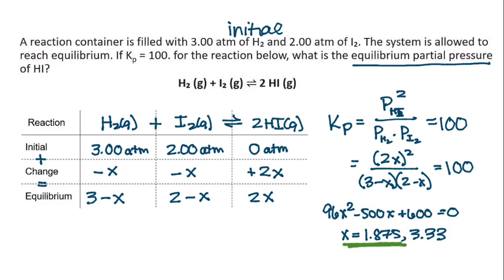If we go back to the problem statement, we see that the question is, what is the equilibrium partial pressure of HI? We see that the equilibrium partial pressure of HI is equal to 2 times x. And so we know that the equilibrium partial pressure will then be 3.75, because that is 2 times x.